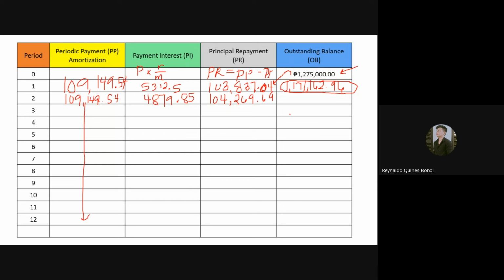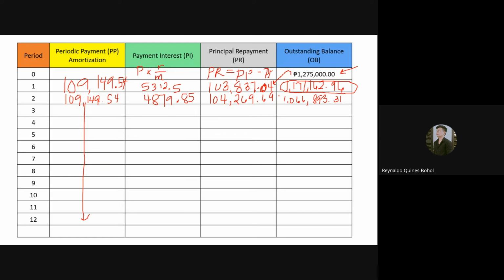269.69. Okay. So the latest balance now is 1,066,893.31. Make sure that tama yan. Okay, ba yung sagot? Ang tamang sagot dyan? Is it 31 or 27? What is the answer? What is 117,162.96 minus 104,269.69?